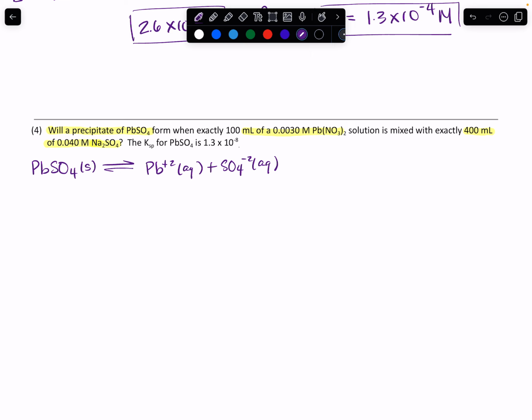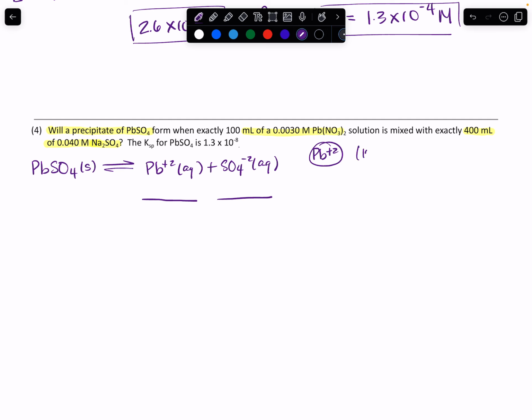Now, we're asked about precipitation, so what we need to figure out is Q. I know what KSP is, so I need to figure out what Q is. So I need to know how much of each of these I have present in solution, and these are coming from that lead nitrate and that sodium sulfate. So I need to use those. I need to know how much Pb plus 2 is present, so I start with that.